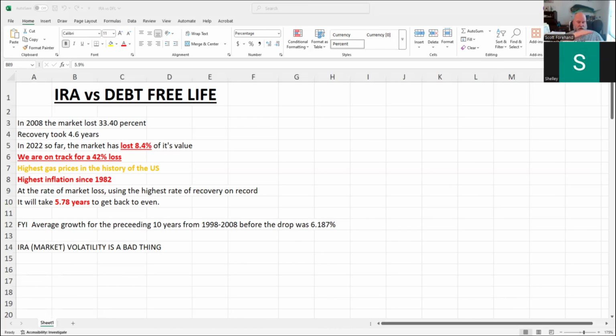So if I start in 1 year, go down 33%, and it takes 5 years to come back, and now I'm back to even, I'm not. I'm still at minus 15% because of inflation.